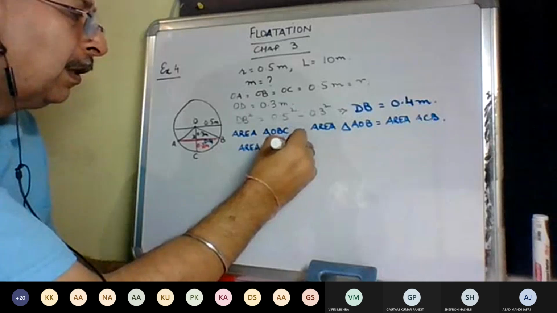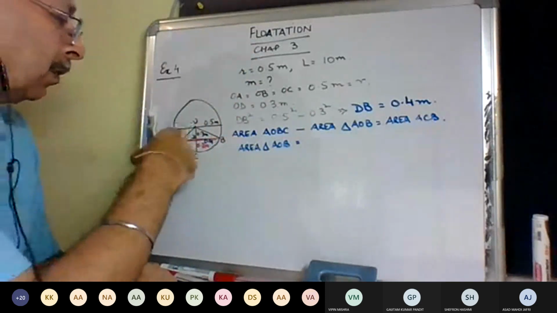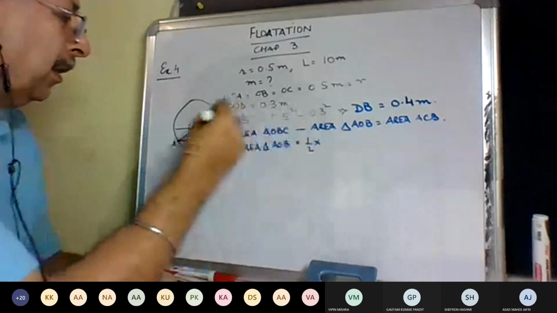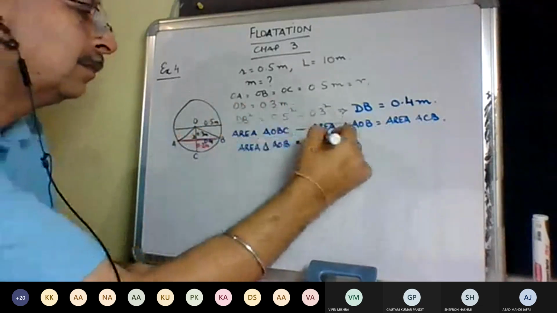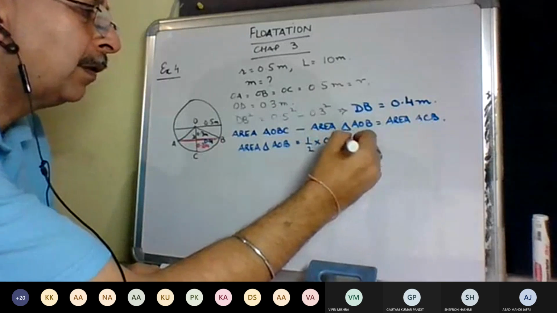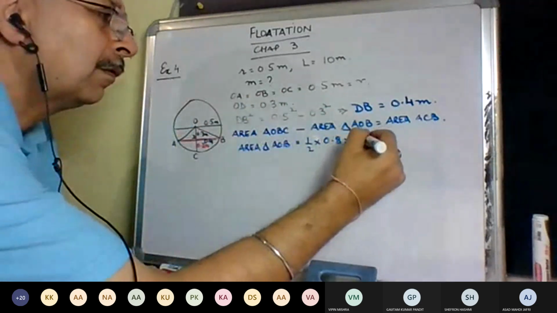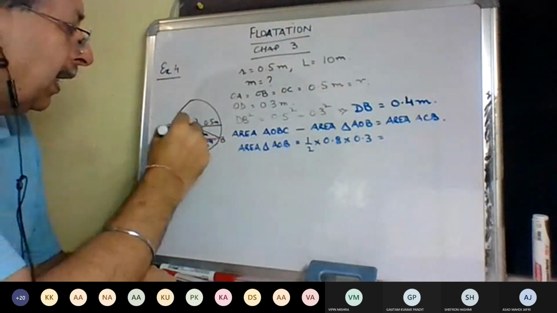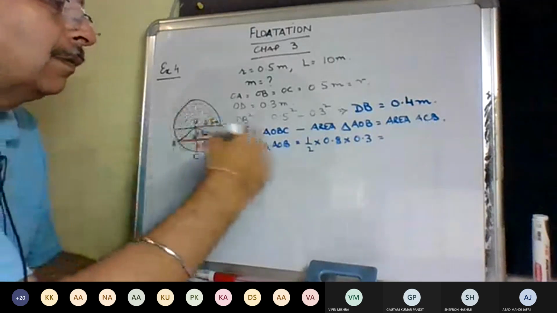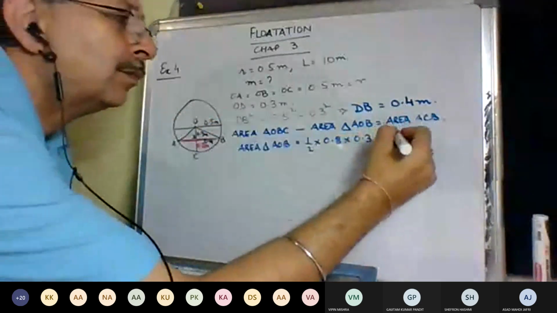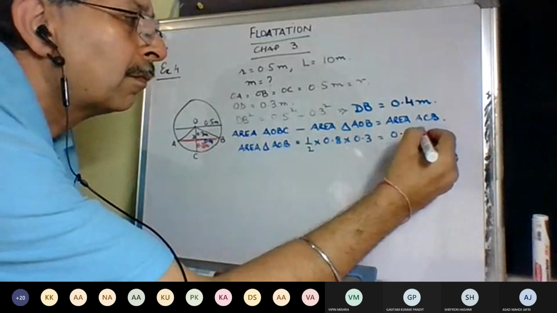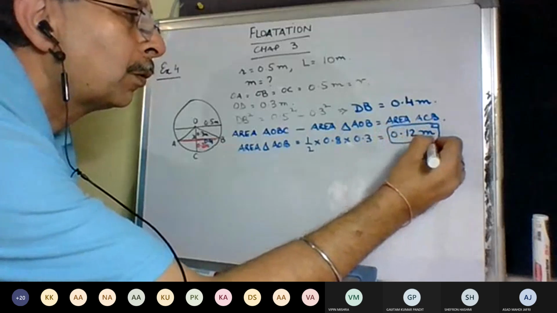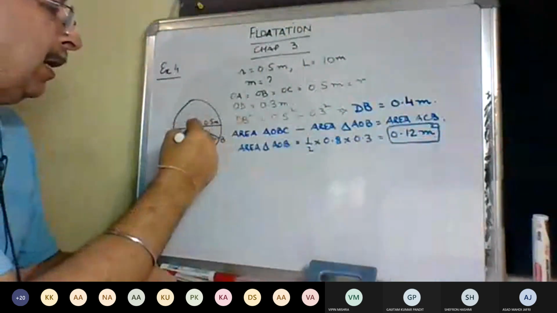Area of AOB will be half into base, that is 0.8, into height, 0.3. This is the area of triangle. 0.12. How much? 0.12. So this is my area of the triangle.